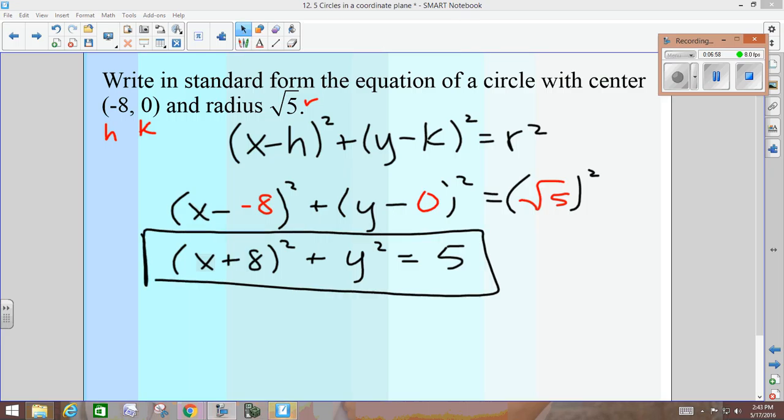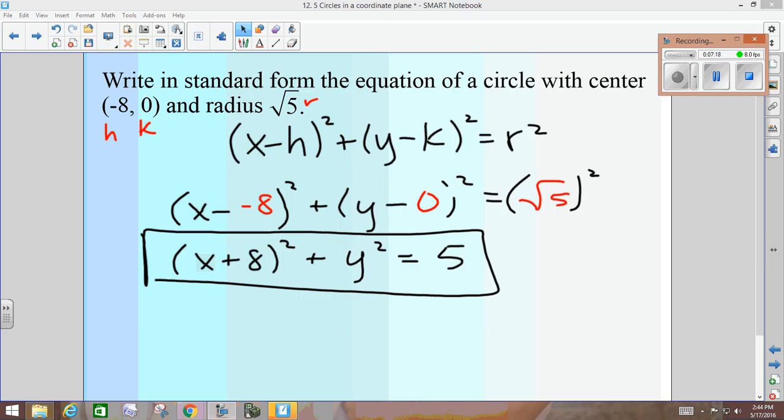Because it's subtraction in the original equation, your signs are actually going to be opposite of what the center is. If it's at a negative value, then it becomes plus in here because you're subtracting a negative. If it's at a positive value, then it'll stay minus in here. Questions? Okay, flip it over.